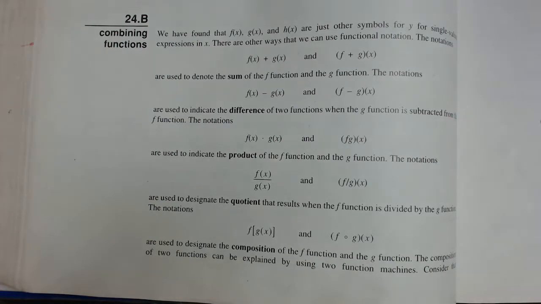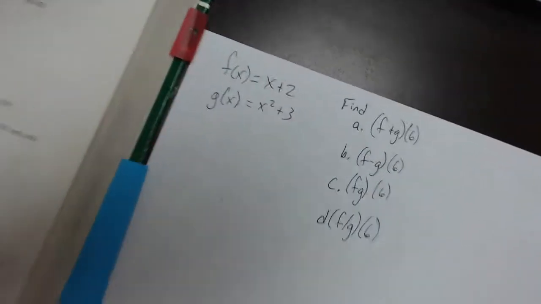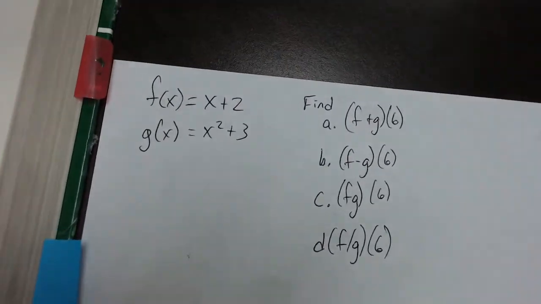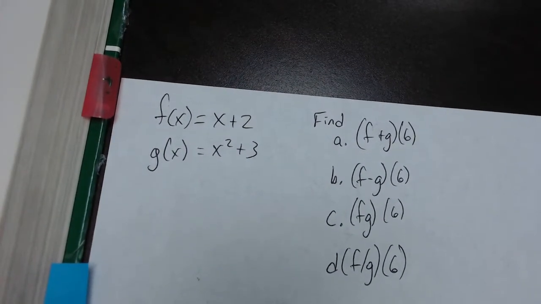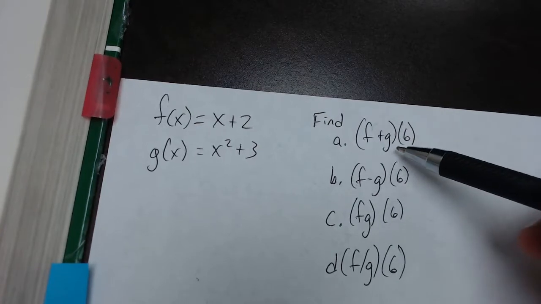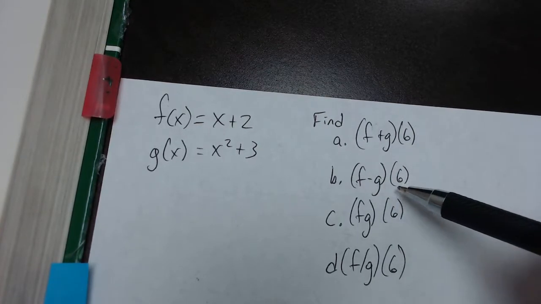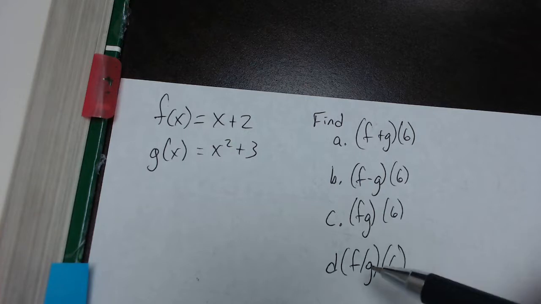So we'll go ahead and go into our first example. When we're given these two functions, f of x being x plus 2 and g of x being x squared plus 3, we have to find f plus g of 6, f minus g of 6, f times g of 6, and f divided by g of 6.